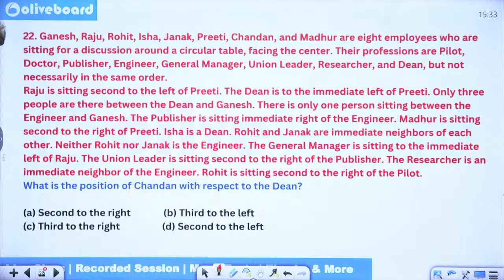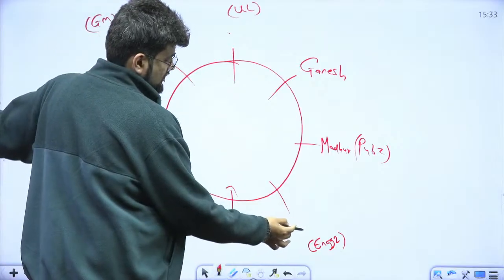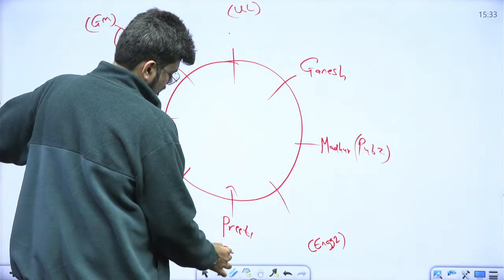The researcher is an immediate neighbor of the engineer. So this is engineer. So this is the researcher, right?